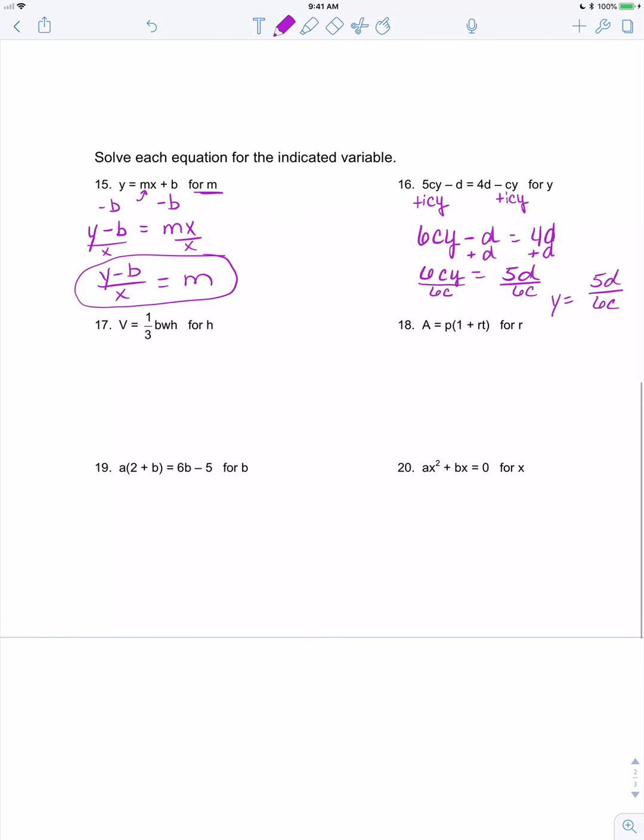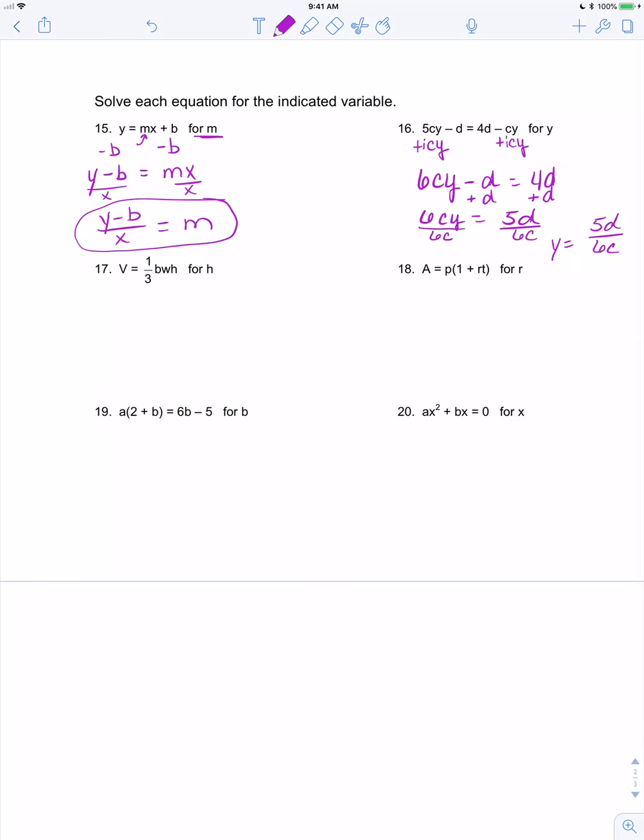Let's do one more real quick because this is going to be a little bit different. Let's look at number 19. First we've got to distribute that a. We're trying to solve for b, and we notice we've got some b's here and we've got some b's here. So let's see what happens when we multiply this out. That gives us 2a plus ab is equal to 6b minus 5. Notice that ab and that 6b are two different kinds of terms, so we can't join them together.